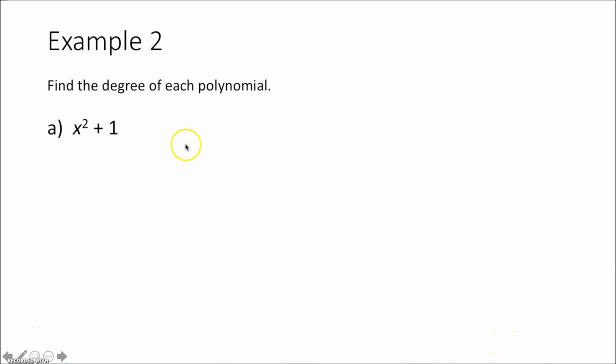Okay, example 2, we're doing the same thing, except this time we have polynomials instead of monomials. So that means we're going to look for the term with the greatest degree, and that's the degree of the whole polynomial. So in this case, we have a binomial, 2 terms, and the greatest degree would be 2, right? So this polynomial is degree 2, and that's a quadratic.